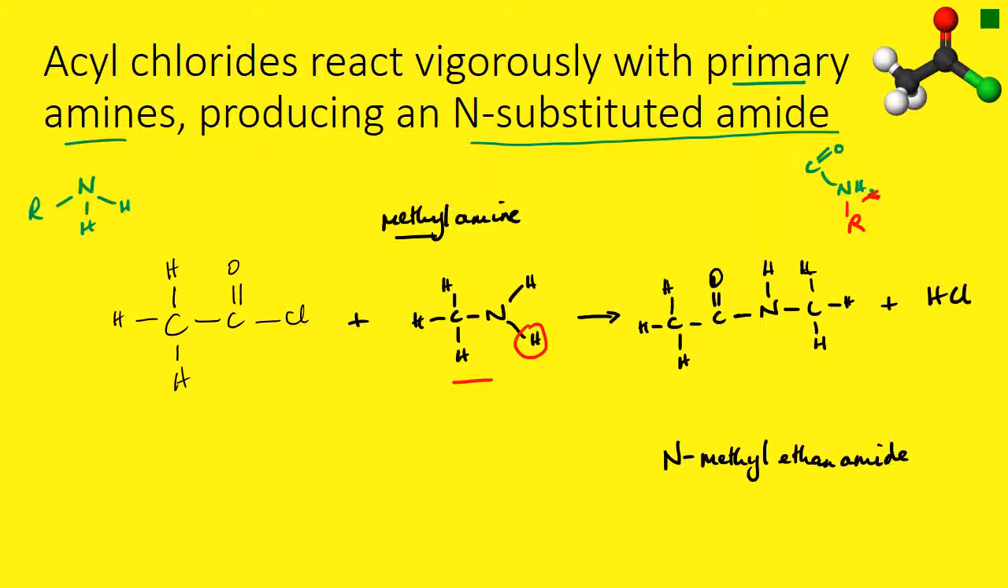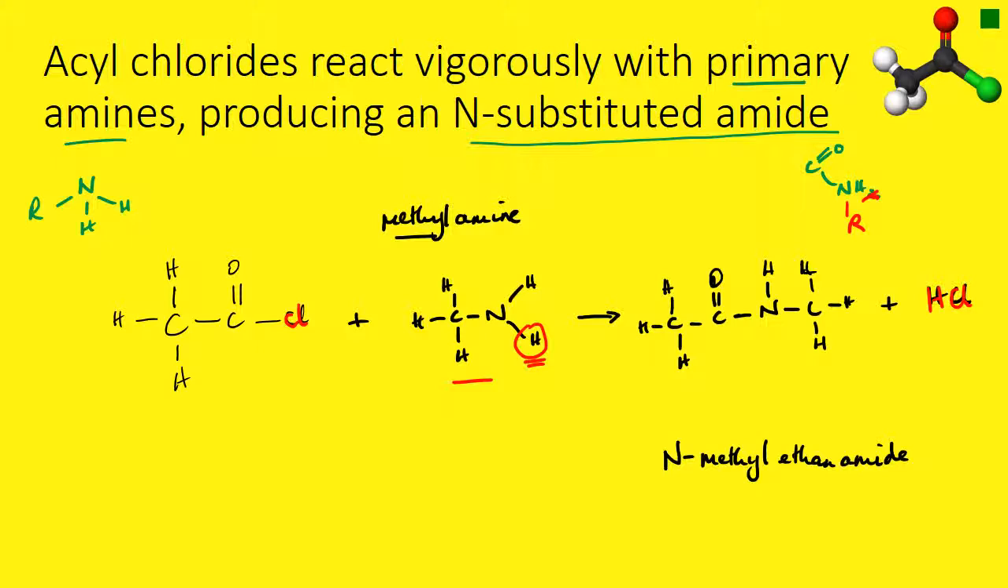And as we've done before, let's track our Cl. That was our Cl there in our ethanoyl chloride, and that's appeared in our hydrogen chloride molecule. And the hydrogen that I circled previously is that hydrogen that joins it in the hydrogen chloride molecule, and the two remaining bits of the molecules join together around the carbonyl carbon and make our N-methyl ethanamide.